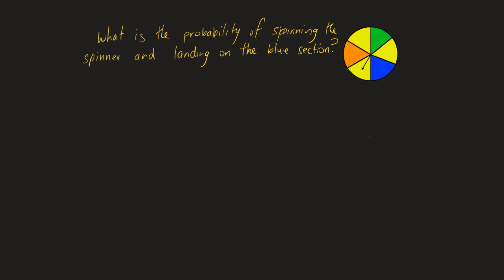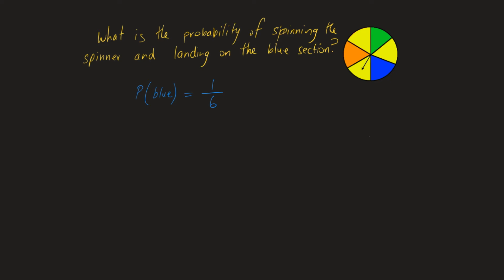So using that formula, I'm going to let P represent the probability, and inside of the brackets is the event, which is I'm after a blue section. I can see the number of favorable outcomes is 1 over the total number, which is 6. So the probability of me spinning that spinner and obtaining the blue section is 1 over 6.